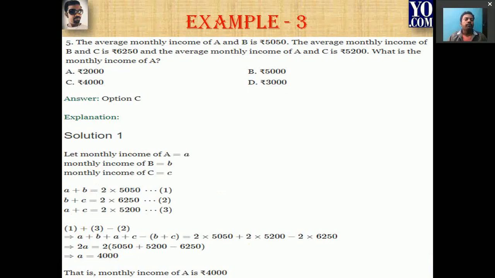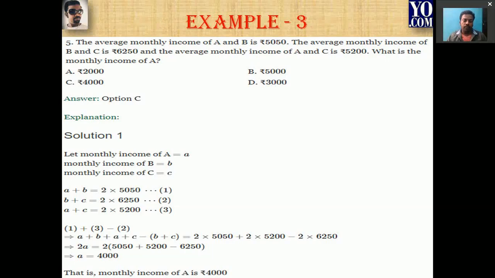And the third one: the average monthly income of A and B is 5,050. The average monthly income of B and C is 6,250, and of A and C is 5,200. What is the monthly income of A? The answer is option C, that is 4,000.